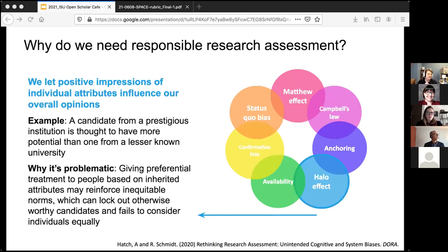And then the second and last one that I want to go through is the halo effect. And this, of course, is when we let impressions of individual attributes influence our overall opinion. So an example of this is when maybe a faculty candidate is coming from a prestigious institution. They're thought to have more potential than someone who's coming from a lesser known university. And of course, we can all see that this is a challenge because you're giving preferential treatment to someone based on these inherited qualities, which reinforce these inequitable norms. And this is causing us to miss out on other worthy candidates.